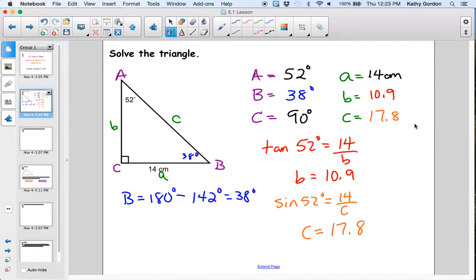If I was given units on the lengths of my sides, then I need to keep units in my answers for the sides that I find. If I'm not given any units for the ones that are given, then I don't have to worry about units on the ones I find. Okay? So again, consistency.